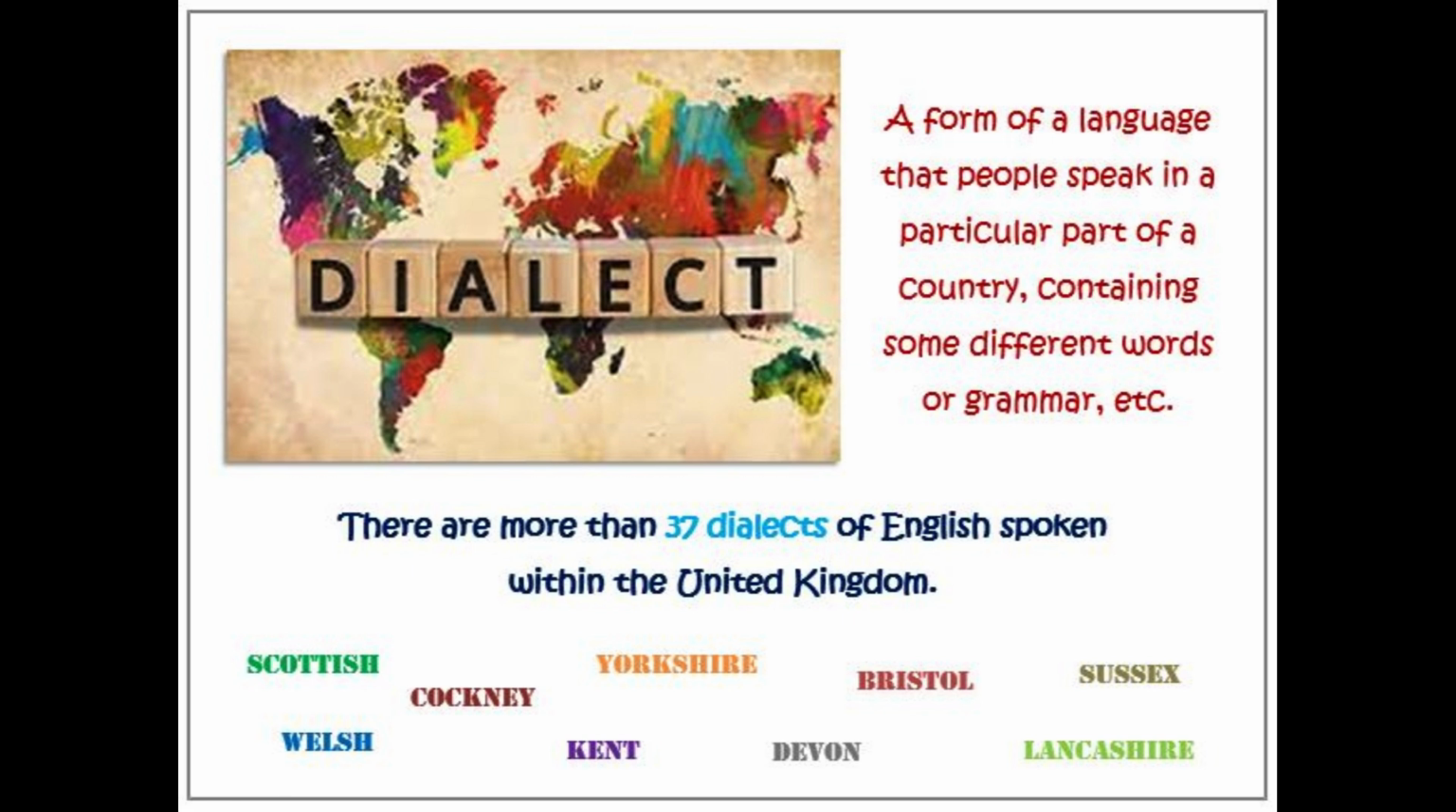Now let's talk about dialect. Dialect is a form of a language that people speak in a particular part of a country containing some different words or grammar, etc. Remember, there are more than 37 dialects of English spoken within the United Kingdom alone. Some of them are mentioned on the screen below, like the Scottish dialect, the Cockney dialect, the Yorkshire dialect, the Kent dialect, the Welsh dialect, the Bristol dialect, the Devon dialect, the Sussex dialect, and the Lancashire dialect. The best example of dialect that I can give you in a Pakistani context is, imagine a Pathan person speaking Urdu. He has a Pakistani accent, but he has a Pashto dialect.